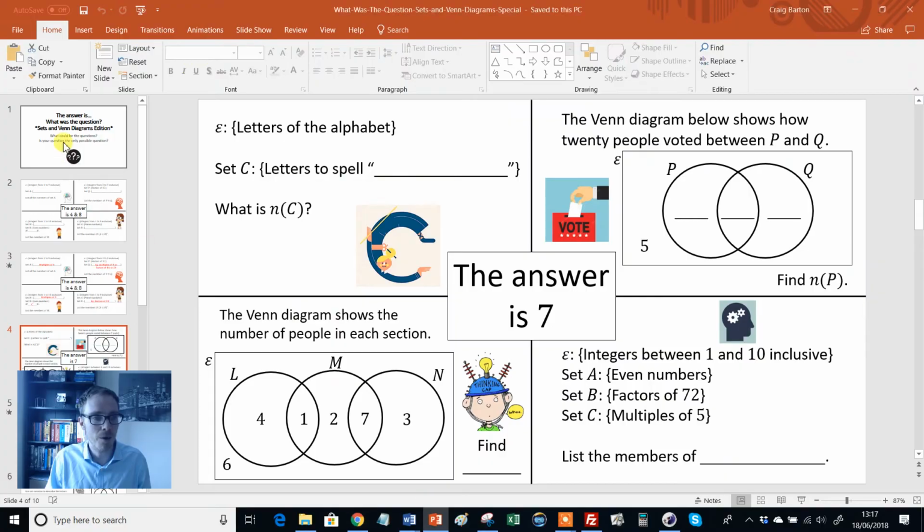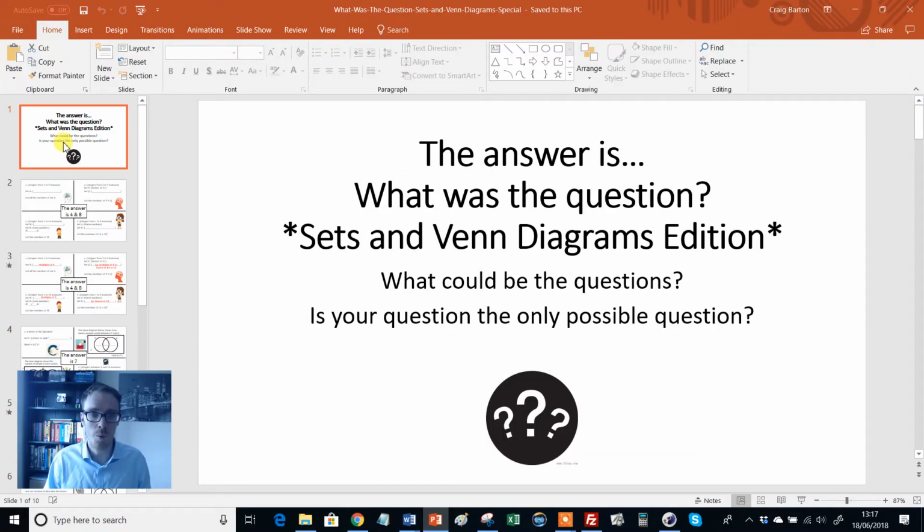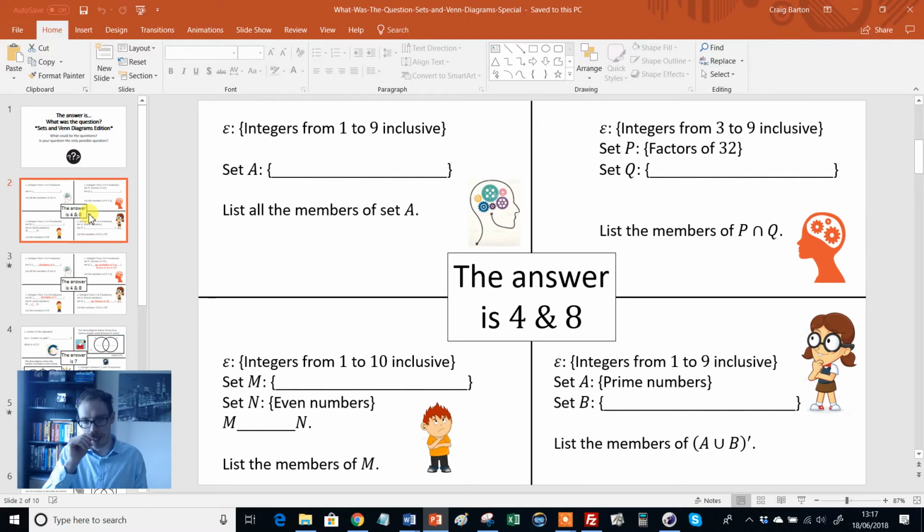So it is a PowerPoint. It is called What Was the Question? And I'll show you the first one here. Now, just like all Andy's resources, he kindly provides the answers, and it's a good job. I was struggling on some of these. So the idea here is that for each of those four questions, the answer is 4 and 8. And what your students have got to do is complete what the question is. So let's have a look at this first one.